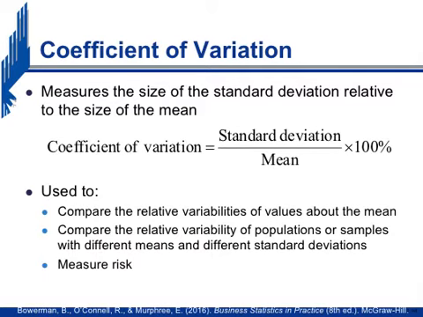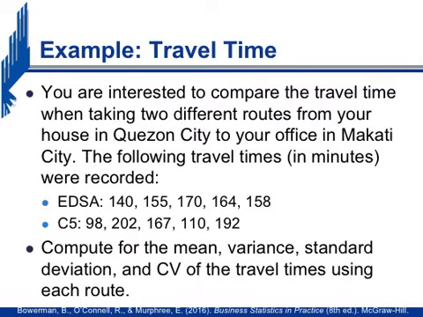So it shows us the variation of the dataset in terms of the two measures. So it shows us the relative size of the standard deviation in terms of the mean of the dataset. So in this example, we are interested to compare the travel time when taking two different routes from your house in Quezon City to your office in Makati. The following travel times were recorded.